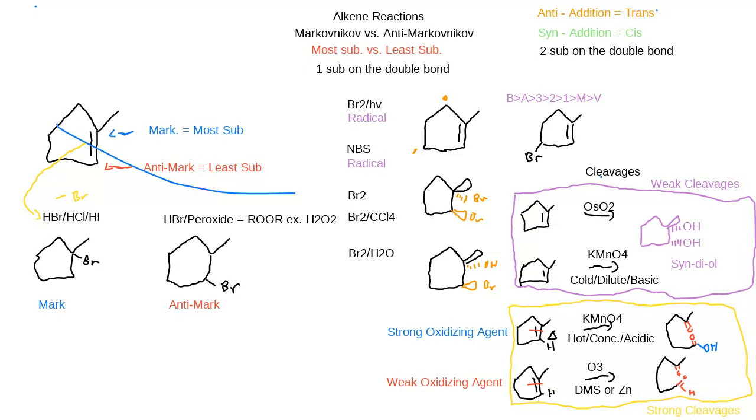Someone asks, so for OsO4 and KMnO4, is the product the same? Yes, the product is going to be the exact same. The product here is also the exact same for both of these reagents. That's a good question. It goes to both things. What you'll notice is some reactions will have the same product, just because there's multiple ways and so many reagents, you're bound to have some similarities.